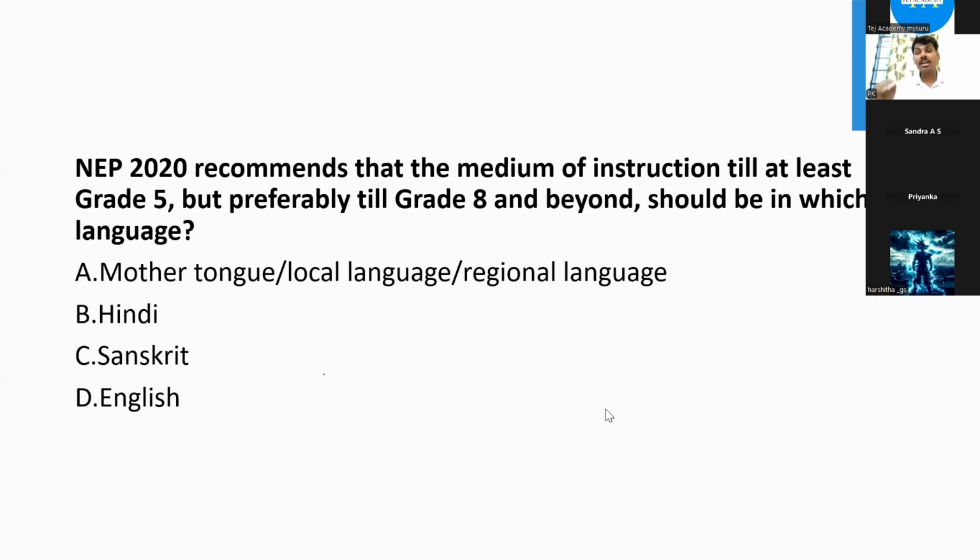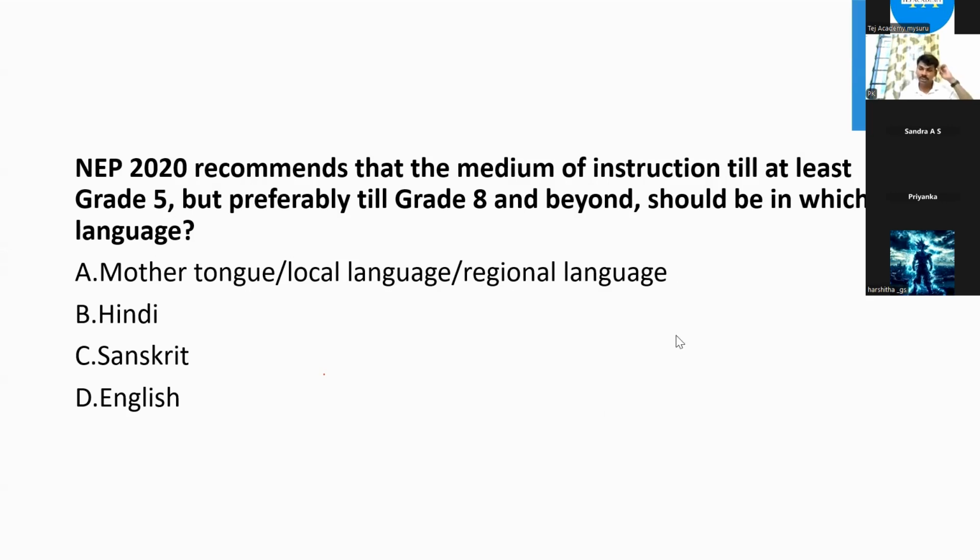Please remember that most of the research studies highlight that first learning should always happen in mother tongue. And then we should move on to introduction of other languages. If a child has learned mother tongue pretty well, it will be very easy for the child to grasp other languages. Okay. So NEP 2020 also recommends the same, and it says that at least till grade 5, but preferably till grade 8 and beyond, the medium of instruction should be in mother tongue, local language, or regional language.